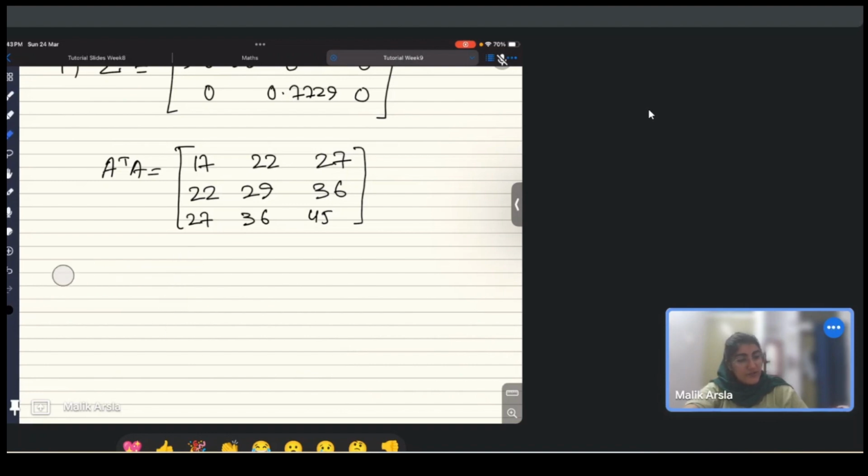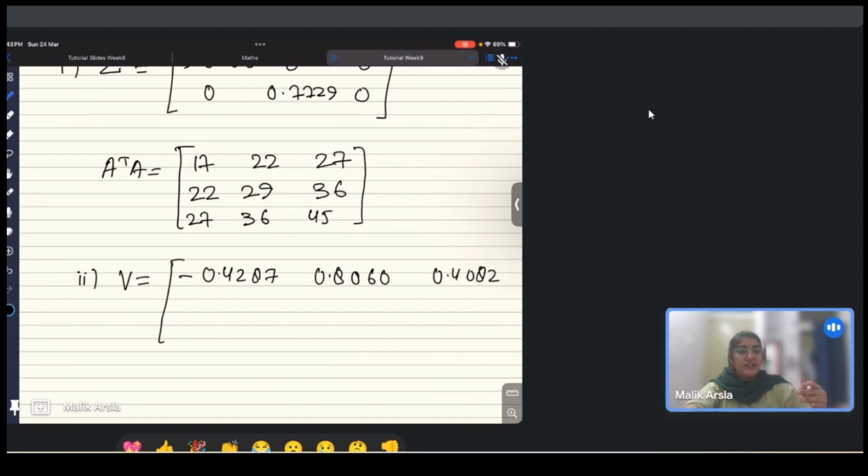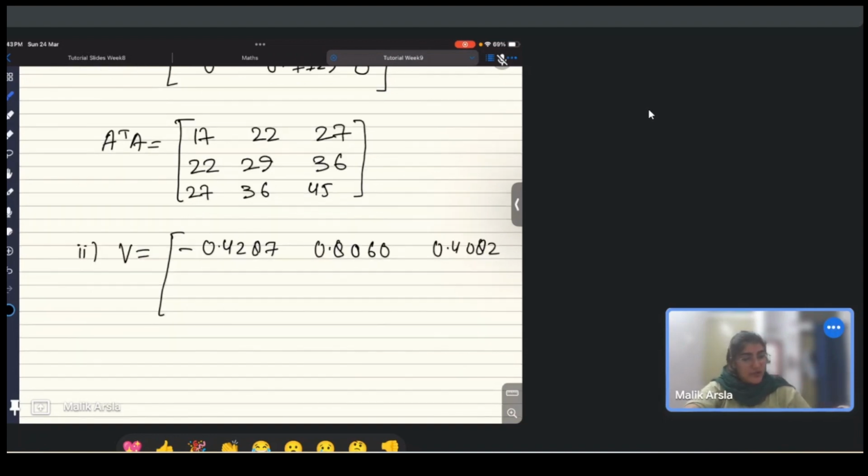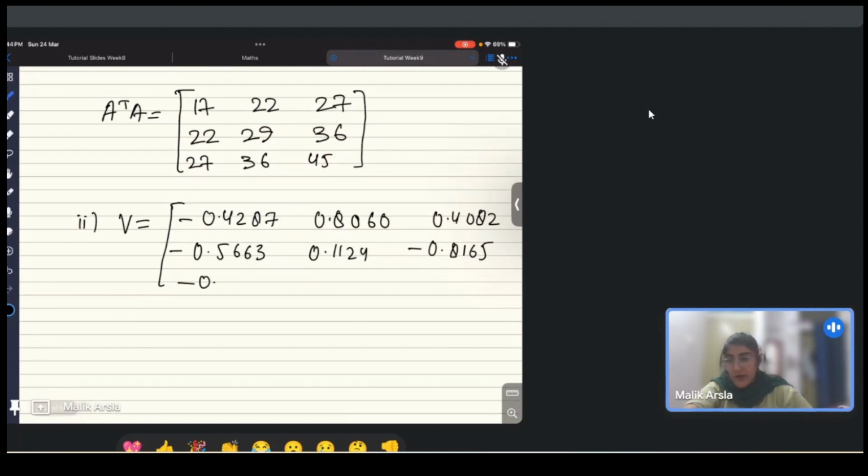And V I have calculated first. So the value of V is coming out to be minus 0.4287, 0.8060, 0.4082. So here you can understand the procedure. If it's taking time, you can calculate it at home also, for your practice. So it's minus 0.5663, 0.1124, minus 0.8165. Okay. So it's minus 0.7039. I have used MATLAB to calculate these values.